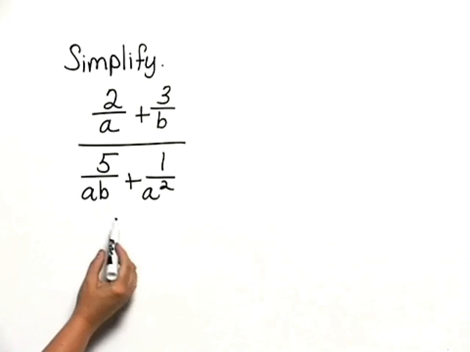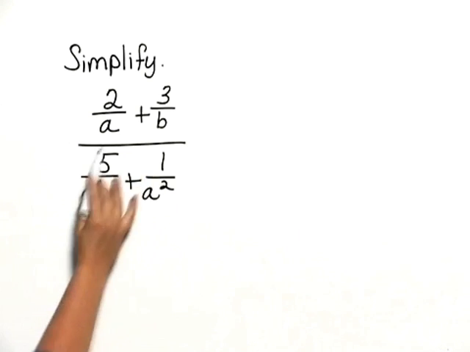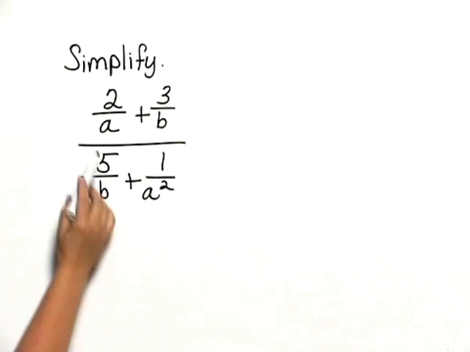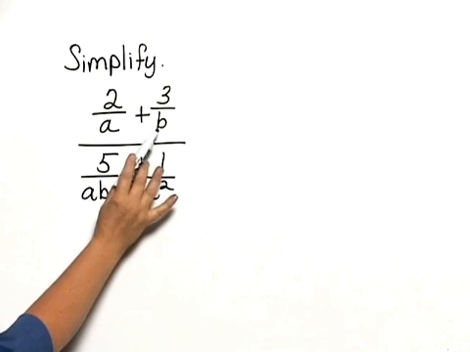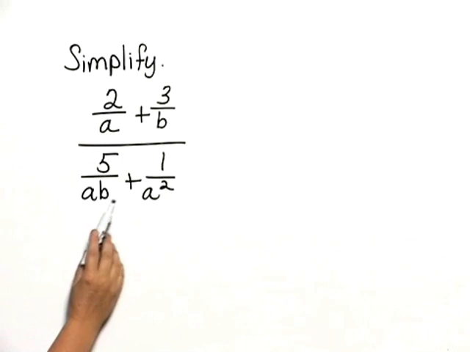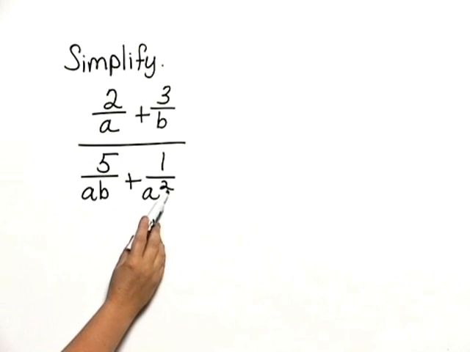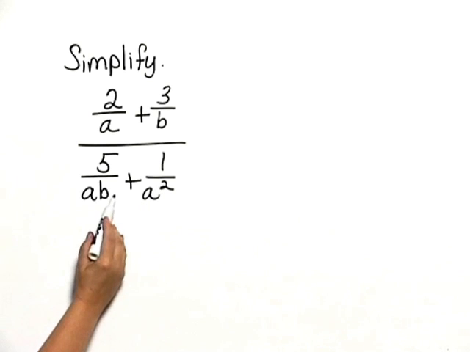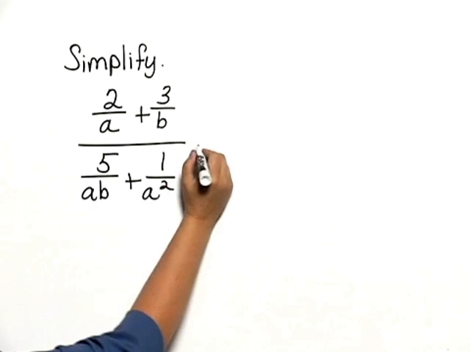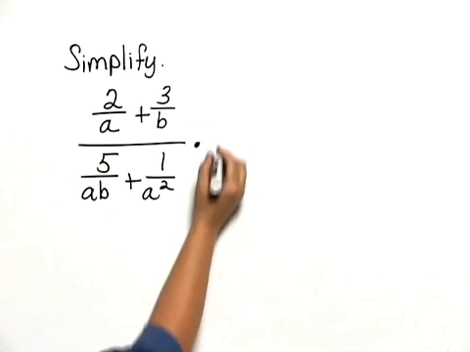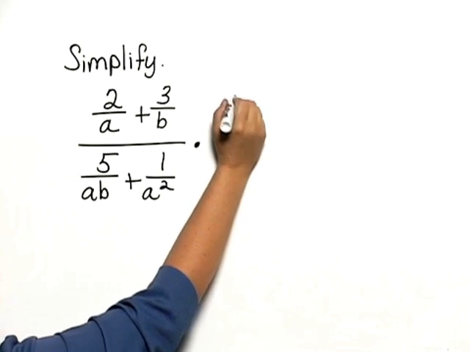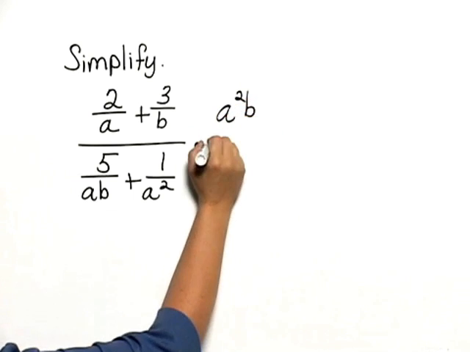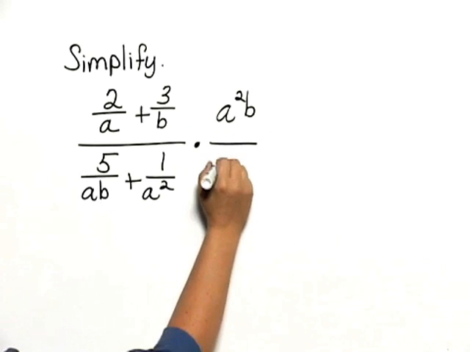One way is to multiply in such a way that we clear all of these denominators. The denominators are a, b, ab, and a squared. Thinking of just those denominators, we can find the least common denominator of those denominators, and that would be a squared b. So we can multiply by 1, multiplying the numerator by a squared b and the denominator by a squared b.